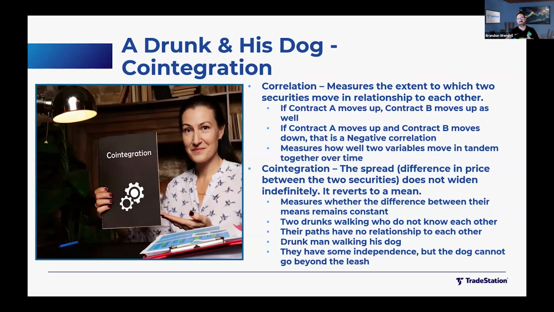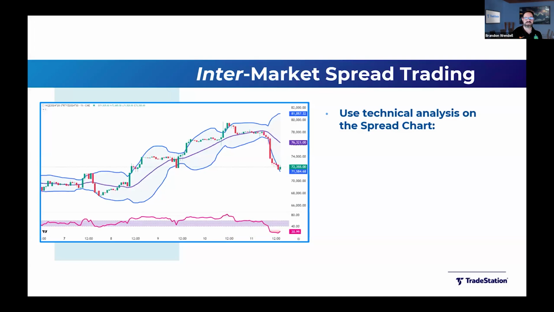But in the short term, they sometimes get too close or get too far away, and that leash will snap them back to the relationship. That's what we trade in spreads. And with intermarket spread trading, again, we have to use the notional value to chart it properly. What we're doing is basically taking advantage of that relationship going out of the norm, then coming back.